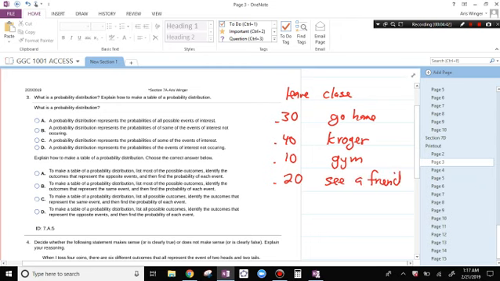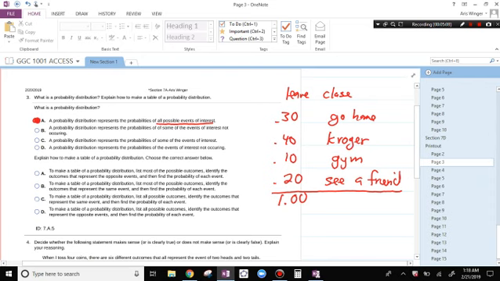So this is a probability distribution of what I'm going to do when I leave class tonight, right? What makes it a probability distribution is that all these numbers are probabilities and they add up to 100%. So a probability distribution represents the probabilities of all possible events of interest.